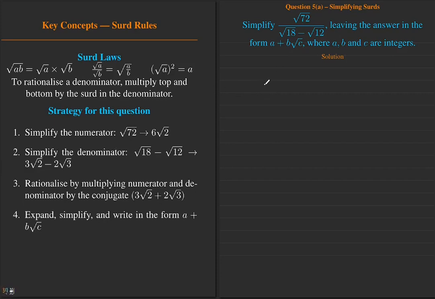So we have the square root of 72 all over the square root of 18 minus the square root of 12. Before we proceed, we have to simplify all of this, okay? So for the square root of 72, in order to simplify, you look for a perfect square that is a factor of what we have here.